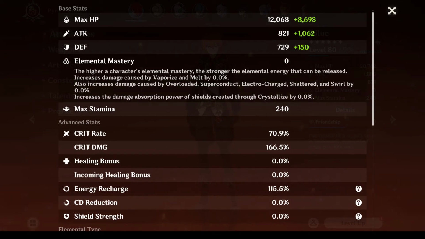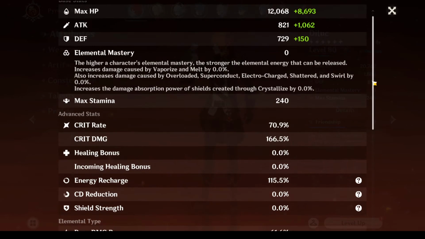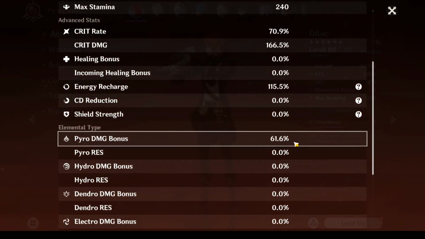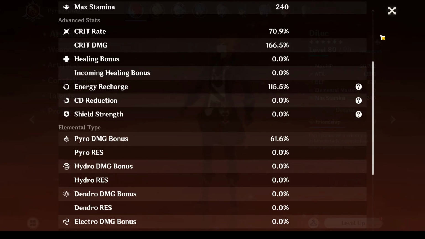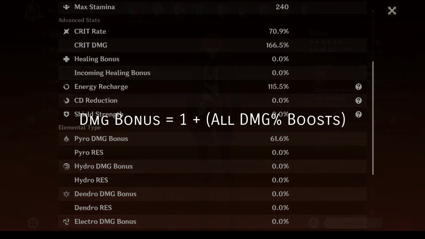So let's move on. The last piece of the puzzle is going to be the elemental damage bonus that you get. And so here you can see that Diluc has a 61.6% pyro damage bonus, and Diluc is going to be doing pyro damage the vast majority of the time. And when we're trying to calculate his DPS potential, we're going to assume that he's doing pyro damage. So again, the reason this is such a valuable thing is it is another multiplier, another thing that you multiply your actual output by. To get it, you're going to take 1 and you're going to add all the percentage damage boosts.